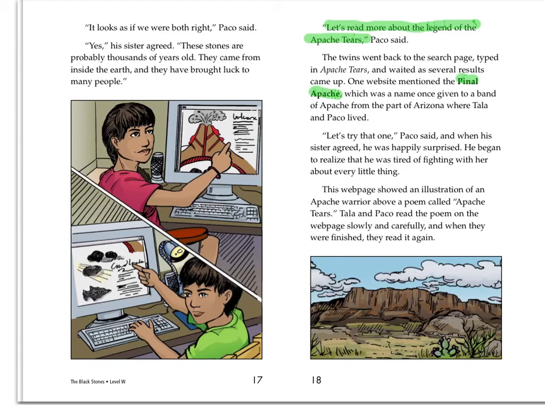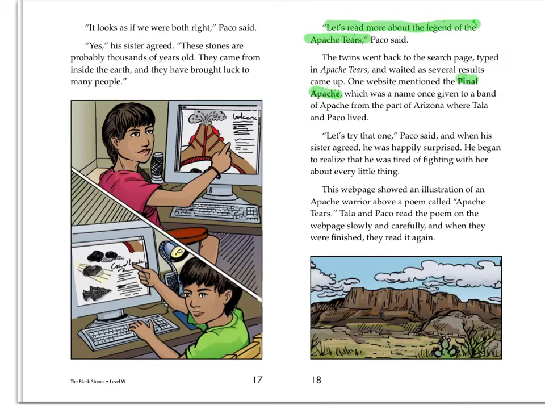So what does that mean? It means that they're starting to agree on things, because before they were like, no, we should go to this one. So they're starting to agree. And he began to realize how tiring it was fighting with his sister about every little thing. Awesome. Why do you think that's a big clue that they're going to stop? Because if he's tired of it, he's probably not going to do it again. Absolutely.